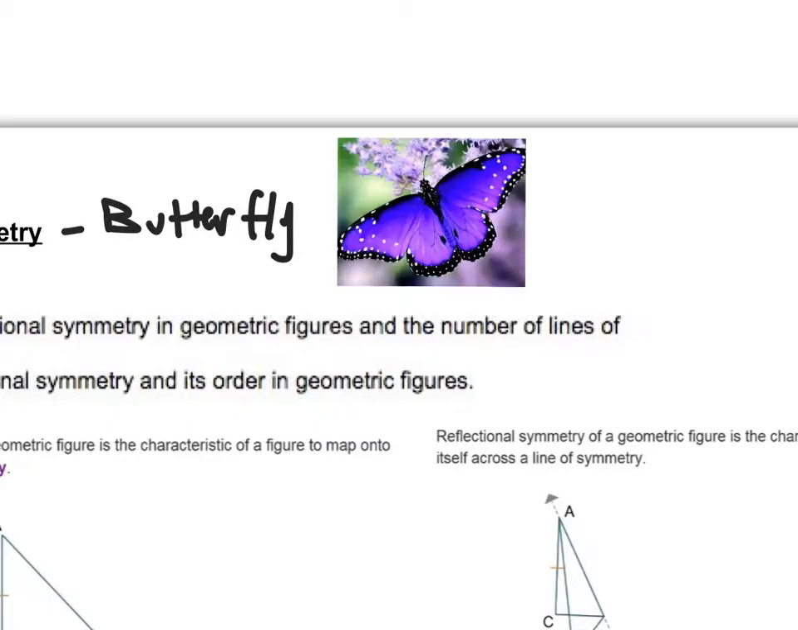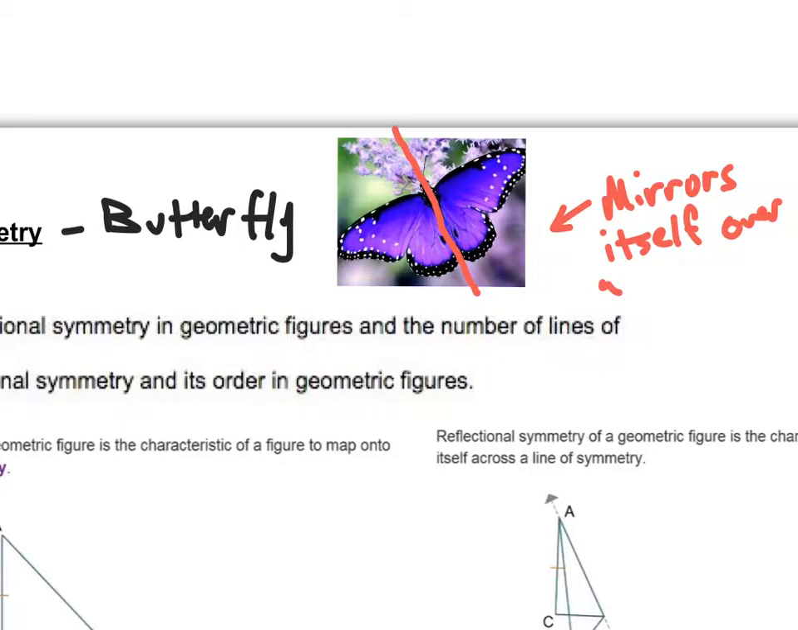The reason why I put this image of a butterfly is because the left side is the same as the right side. So if I were to cut this in half, then the butterfly mirrors itself over a line of symmetry. It mirrors itself over a line of symmetry.